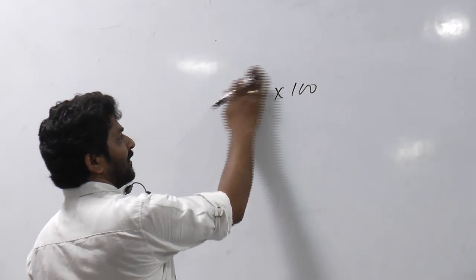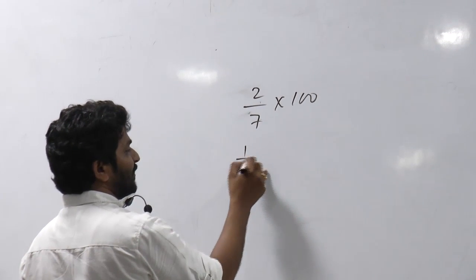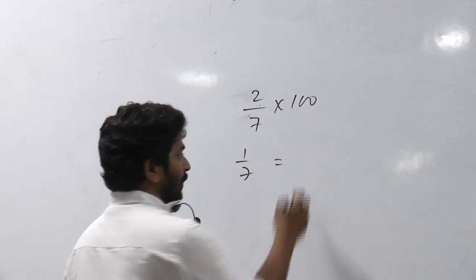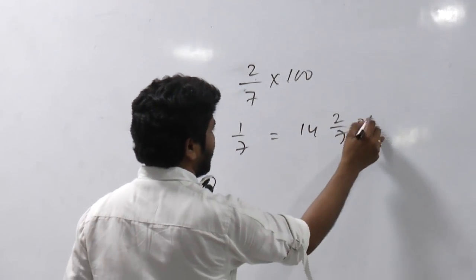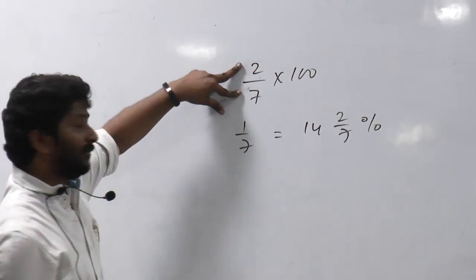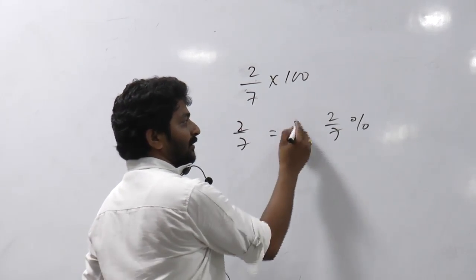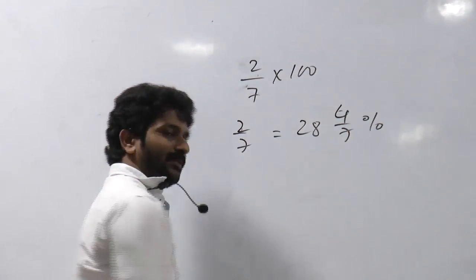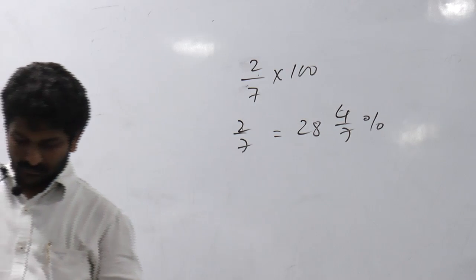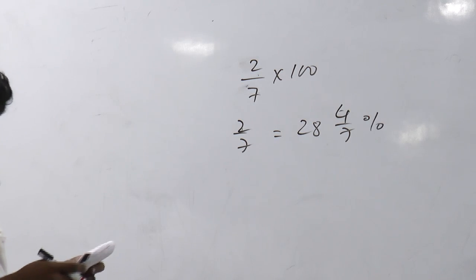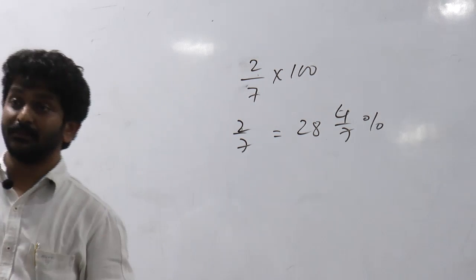It is 2 by 7, right? Yes or no? Do you know 1 by 7 in terms of percentage? 14 2 by 7%. Yes or no? But how much do you have? 2 by 7. So 2 by 7 will be 2 times of this. 28. 4 by 7 over. We have only one option. Fourth option.